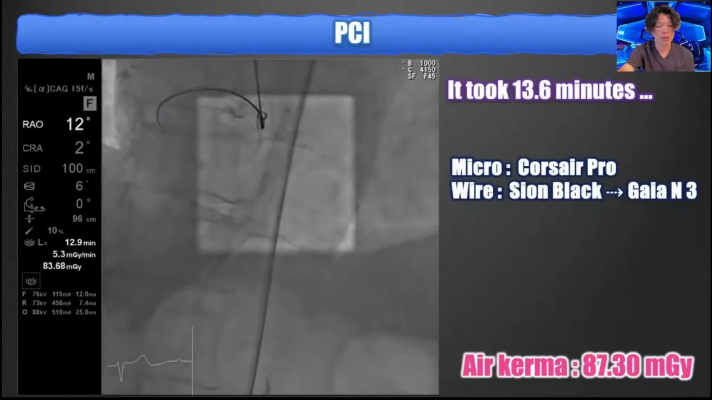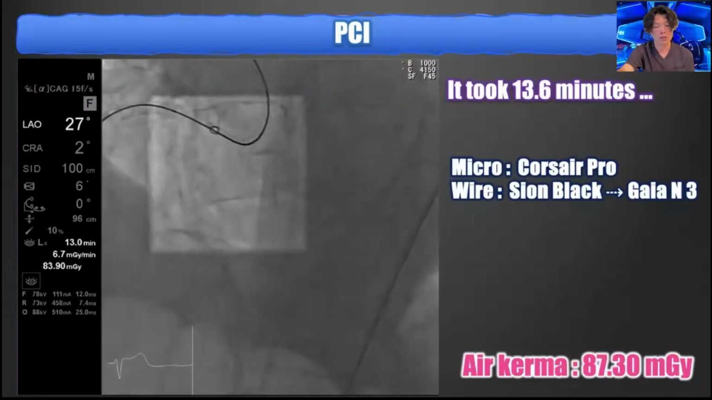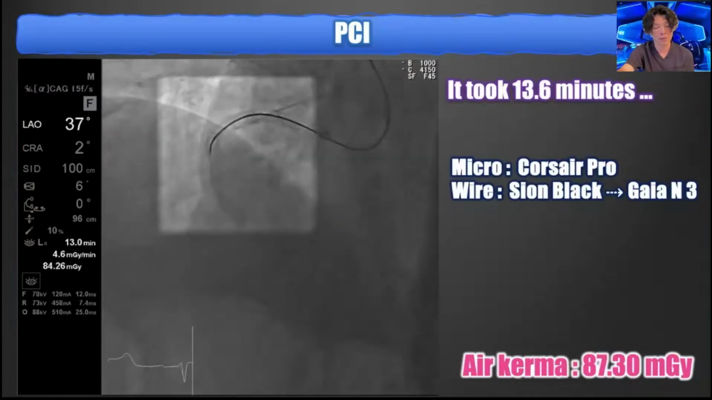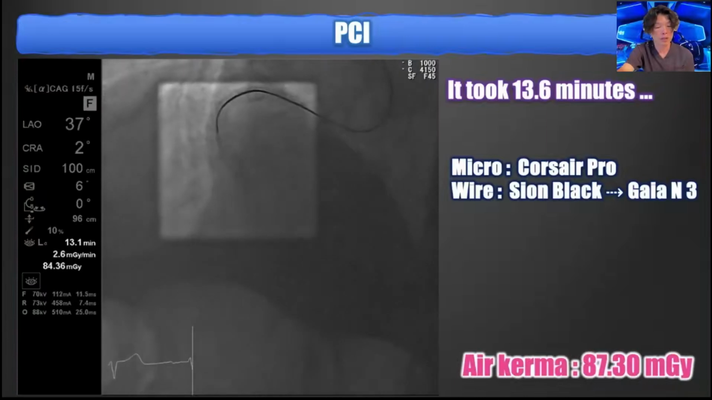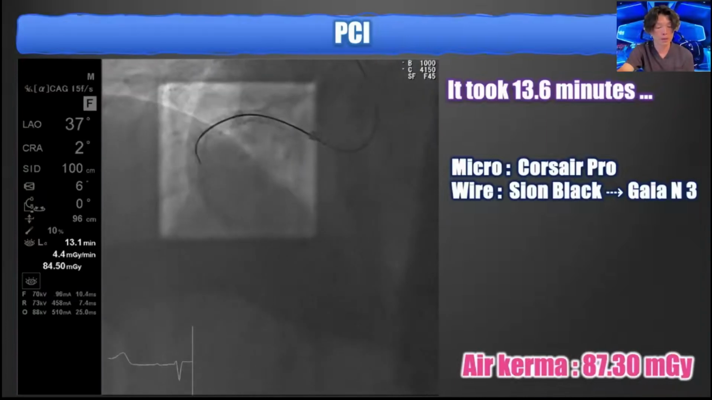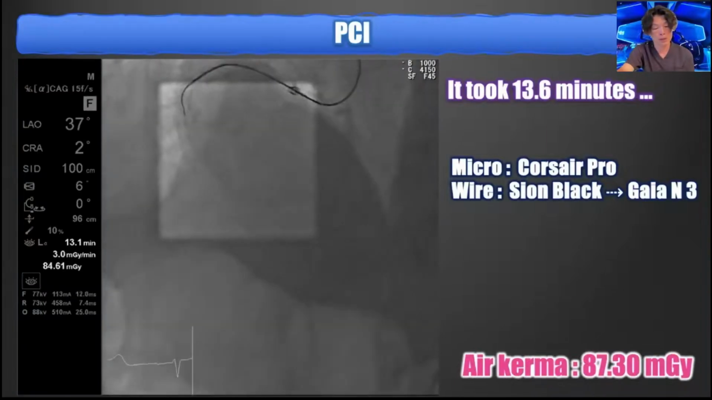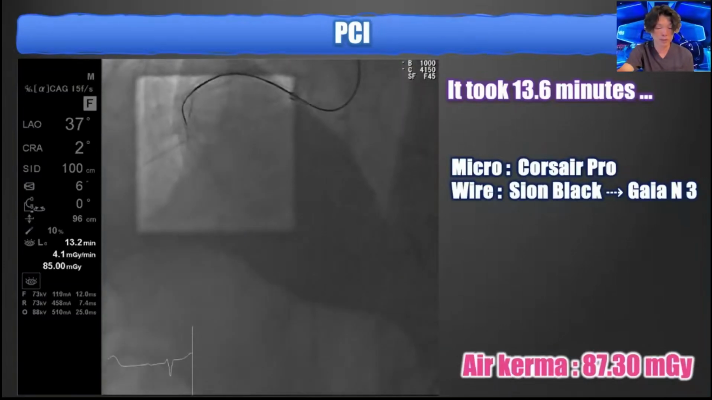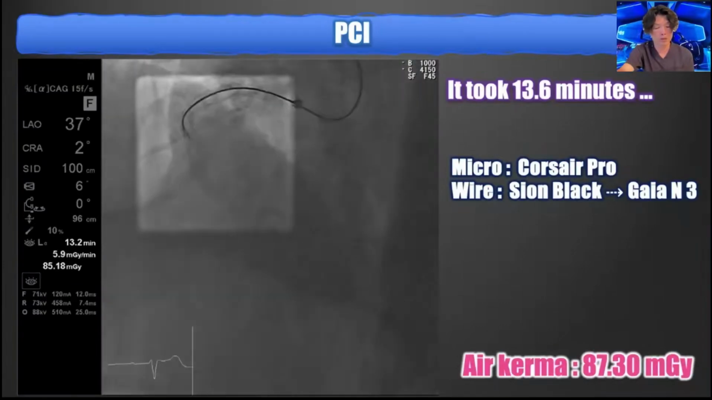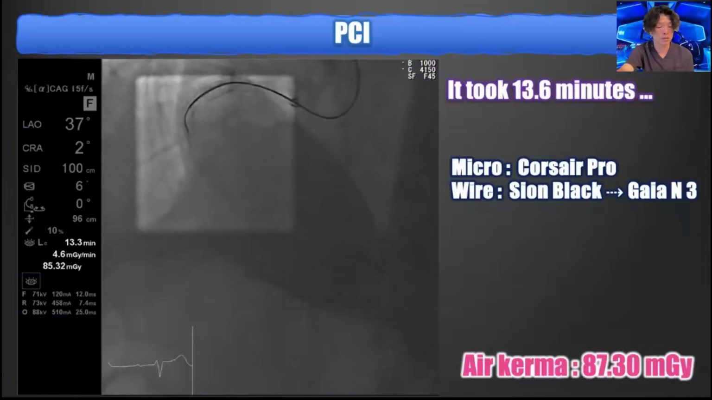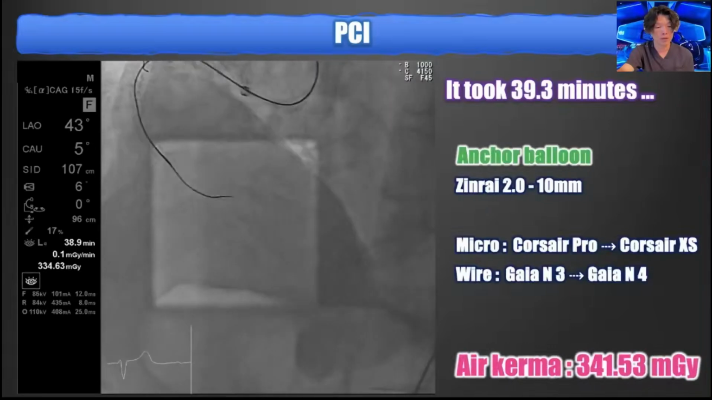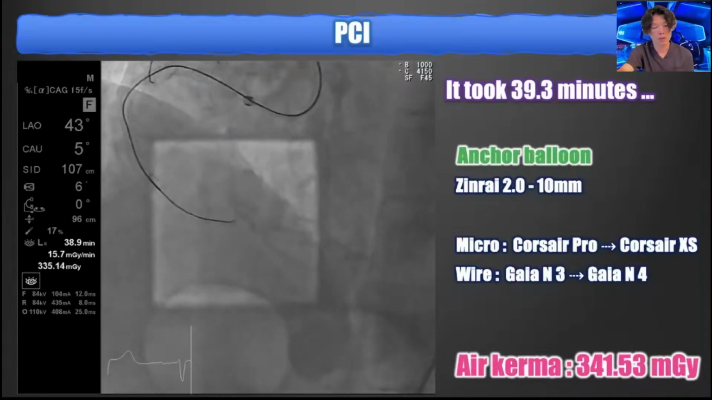During the antegrade attempt, the thin black wire with a low profile was used to pass through the heavily calcified region. We then switched to a Gaia X3 wire. The fluoroscopy time at this stage was 3.6 minutes with a radiation dose of 87.30 milligray, which advanced through the region.